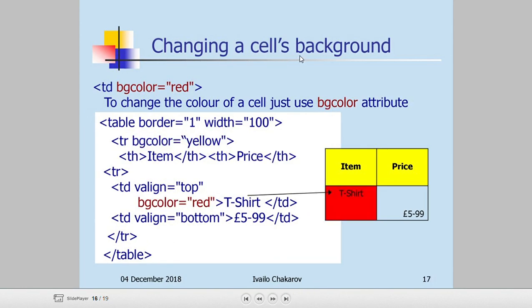Changing the cell's background. For a particular cell, if you want to change the background color, we are going to make use of the bgcolor attribute. Here for the second row we are changing the cell's background color only for a particular single cell.